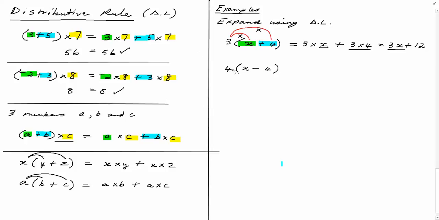Now let's look at a different example. What if you have a 3 outside? So 3 times x minus 4. So notice this time, this is why I always highlight this whole term. There's 2 ways we can do that. We can think of this as 3x plus negative 4.